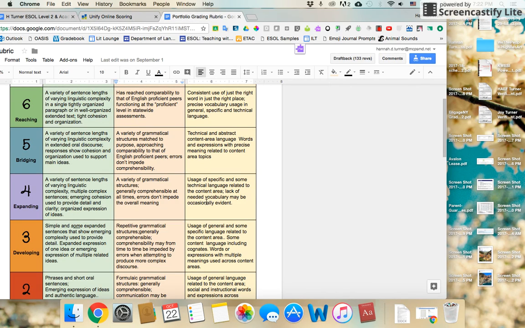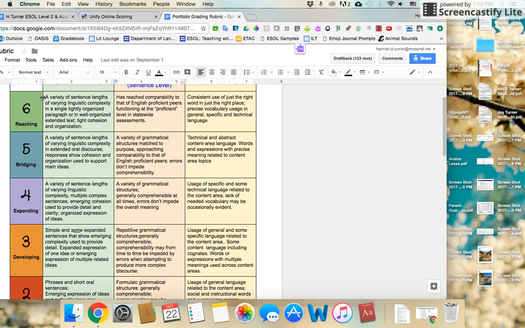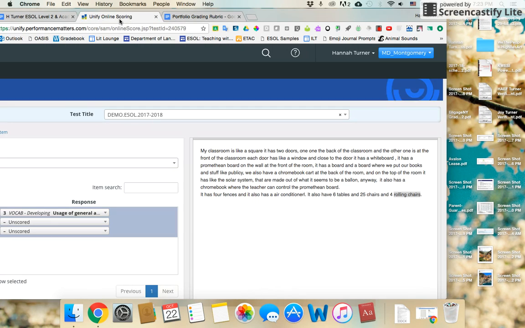In order to receive a high score in the discourse category, students need a variety of sentence lengths. You see that that is necessary at ESOL levels 4, 5, and 6. A variety of sentence lengths means that the student has multiple sentences. Some are shorter, some are longer. If we look at this writing, let's count the number of sentences that are here. We have 1, 2, and 3.